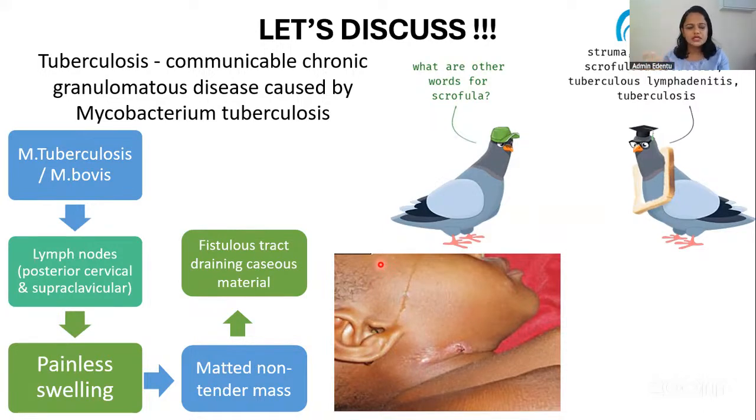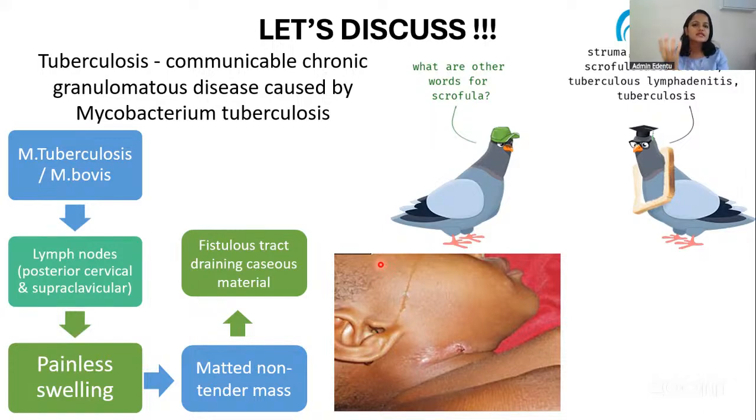King's evil is a misterm that was used in ancient times, because people believed that patients who suffered from scrofula would be healed if a king touched them. So that is not used nowadays. Nowadays it is called tuberculous cervical lymphadenitis, or scrofula.